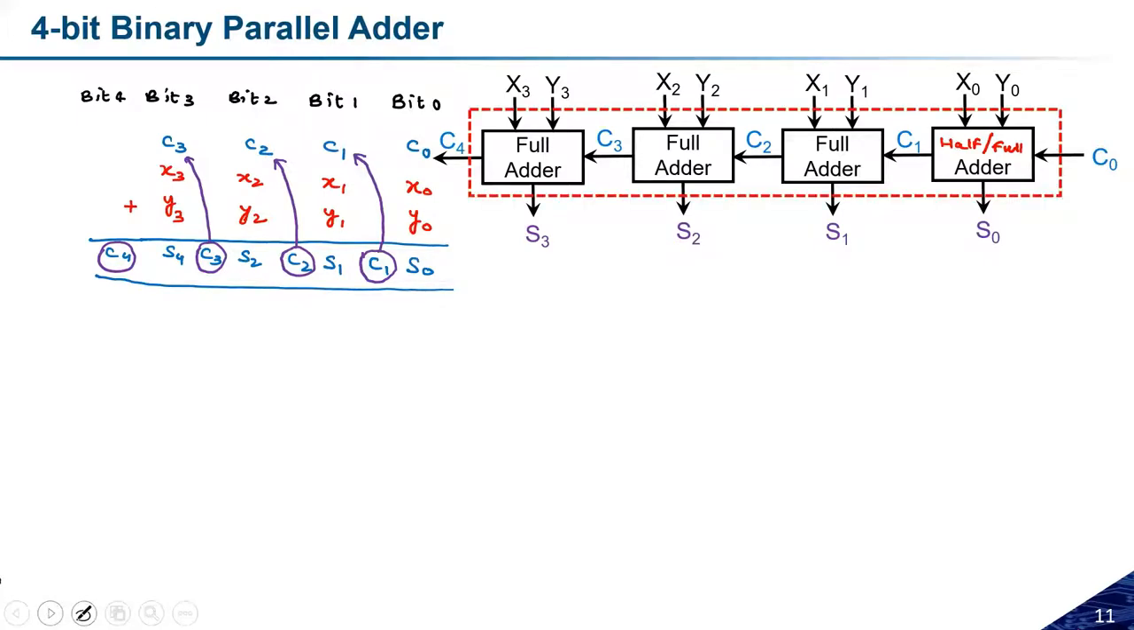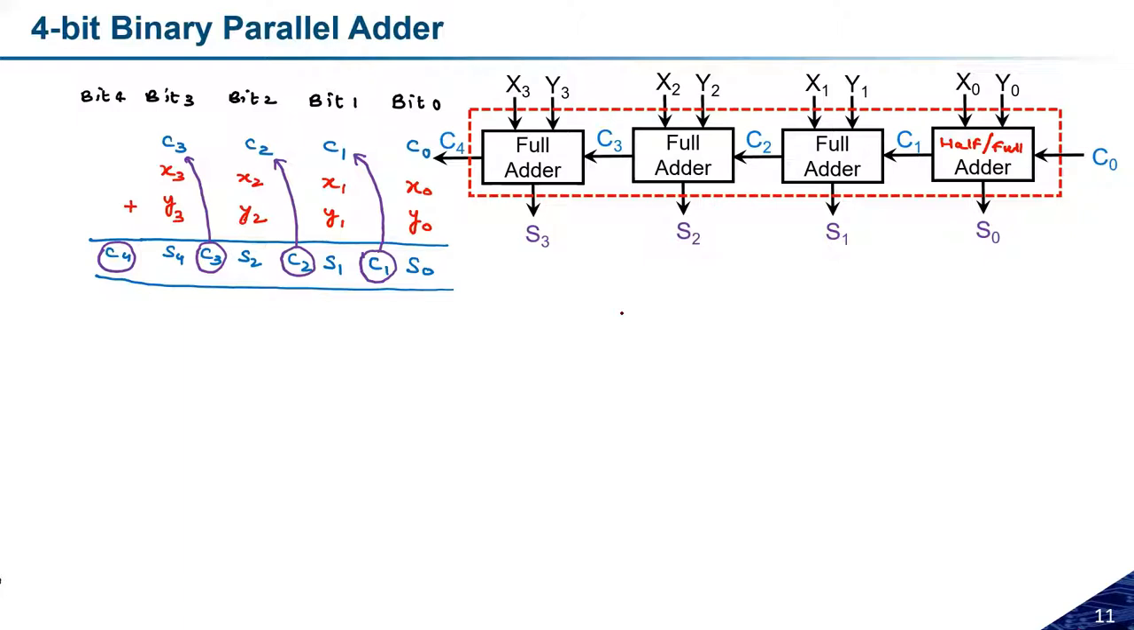If we look at this block diagram, this particular module we call the 4-bit parallel binary adder, or binary parallel adder, where I have a total of 9 inputs and 5 outputs.